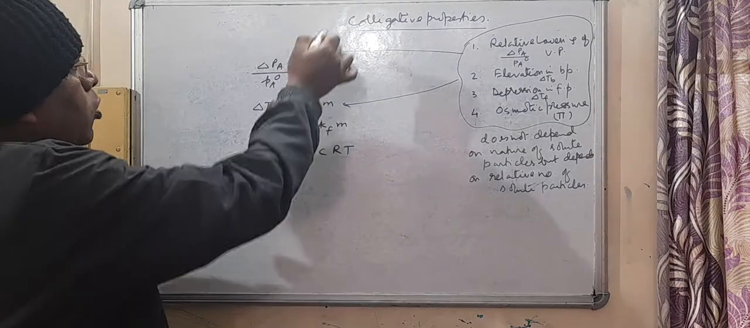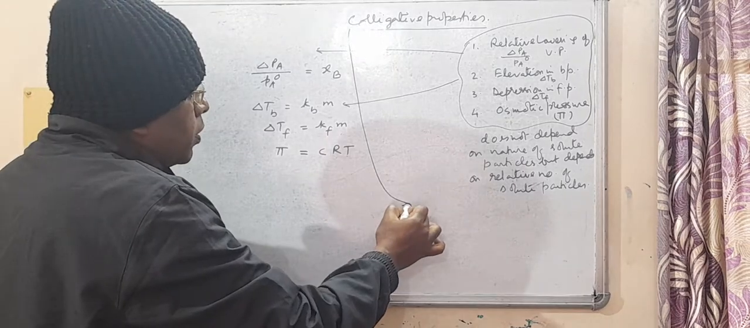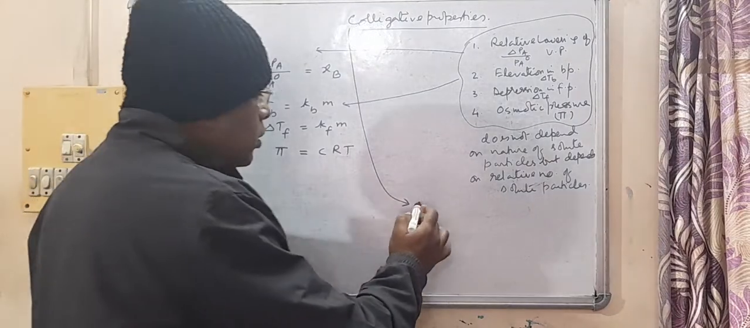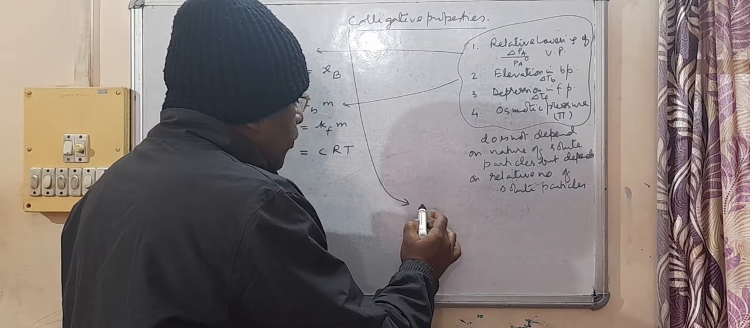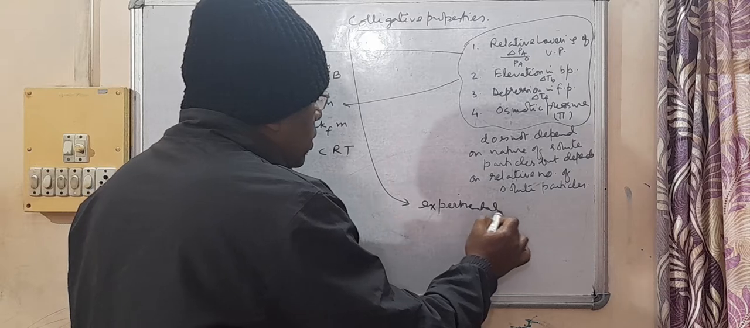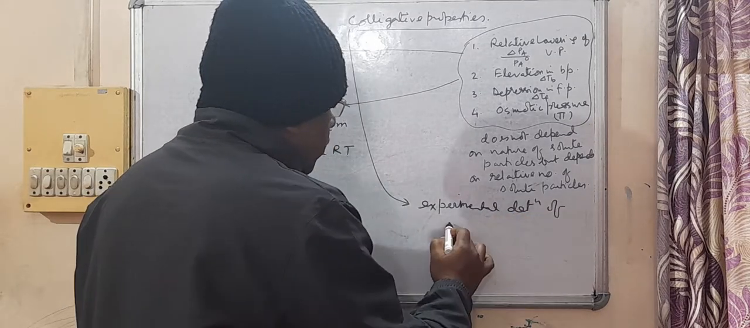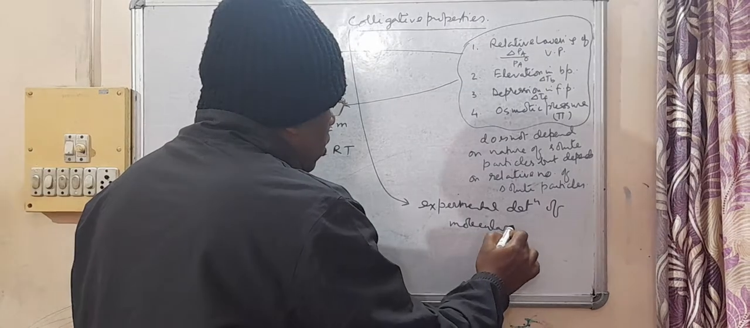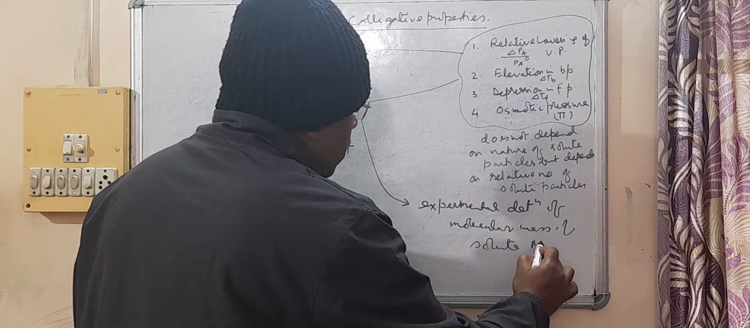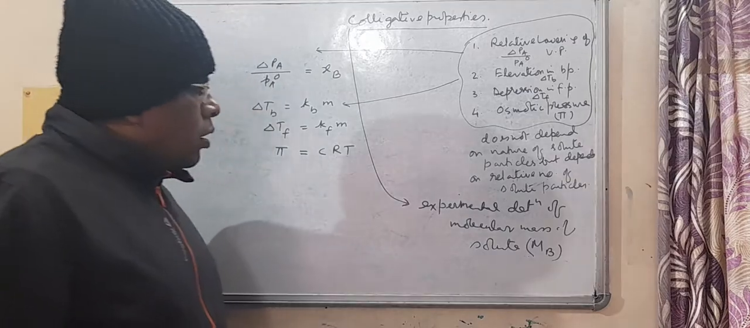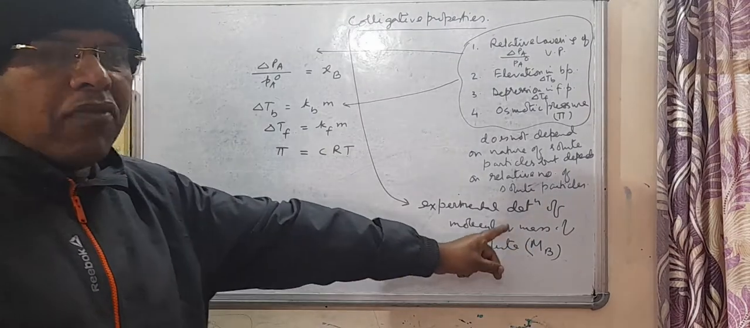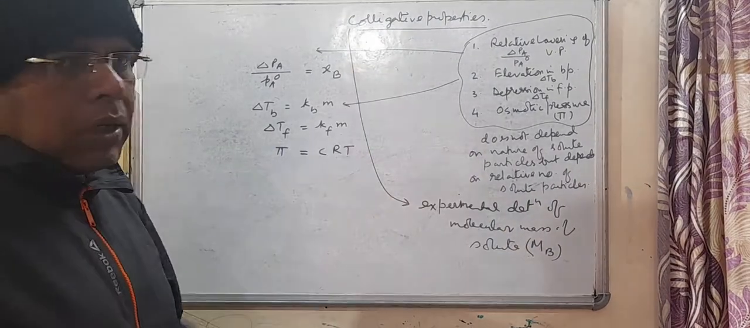First, let me tell you the importance of colligative properties. The importance of colligative properties lies in the experimental determination of the molecular mass of solute, that is MB. These colligative properties are important so that we can find out the MB value, the molecular mass of the solute. That's why these colligative properties are very important.